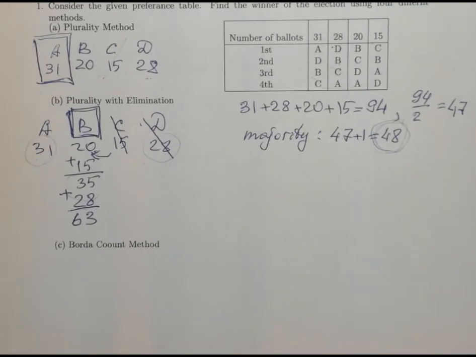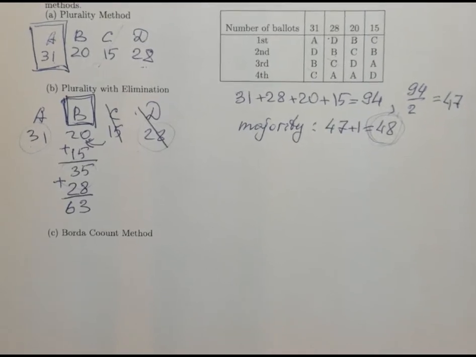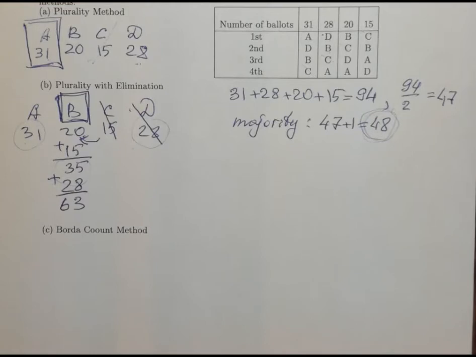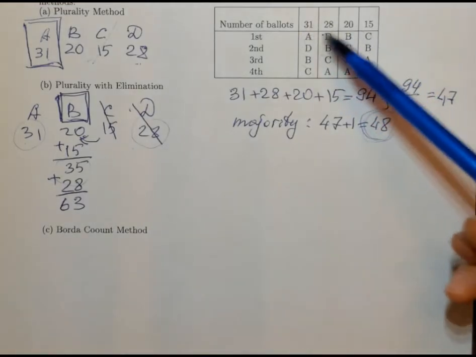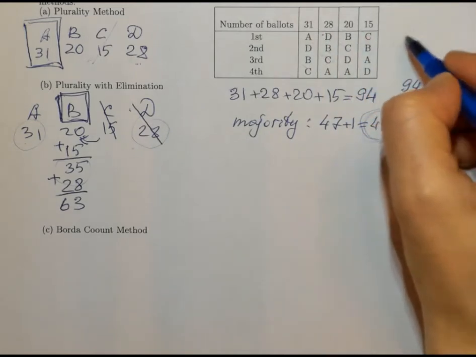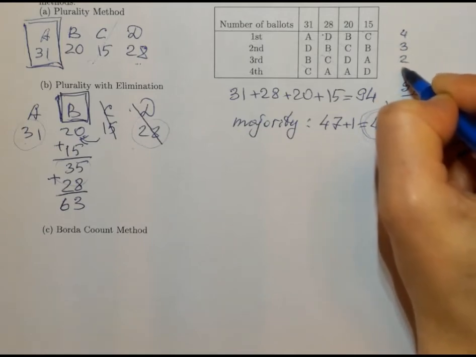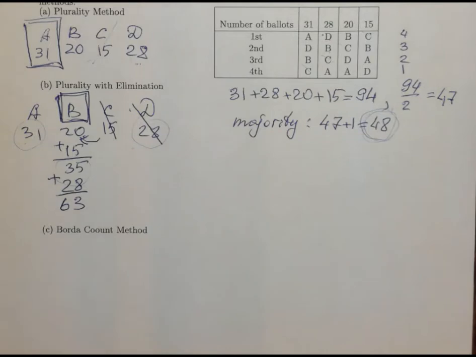Let us consider the Borda count method. In this method, we assign each vote a number of points. For the first place, we assign 4 points. For the second place, 3 points, 2 points, and for the last place, 1 point. And we add the points.